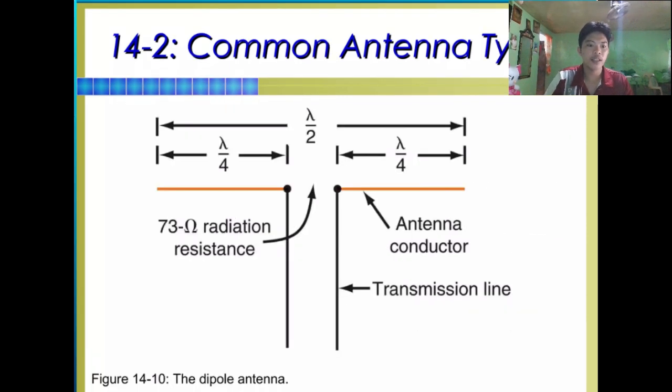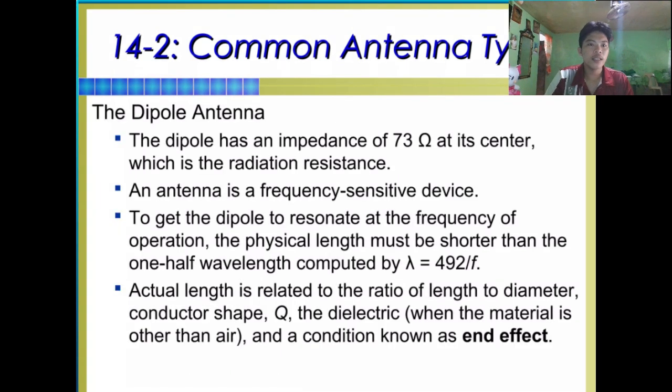This figure shows the dipole antenna, which has 73 ohms resistance in the middle, an antenna conductor and a transmission line. The dipole has an impedance of 73 ohms at its center, which is the radiation resistance.